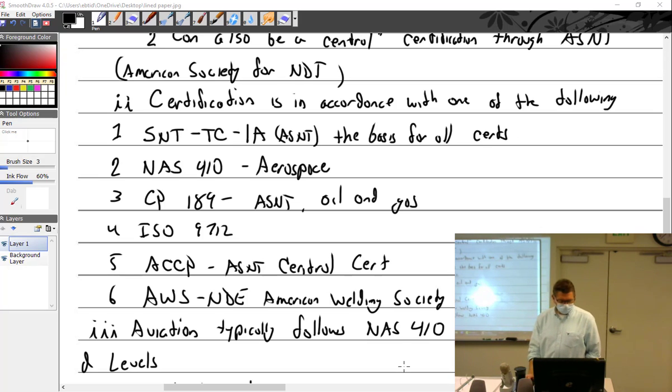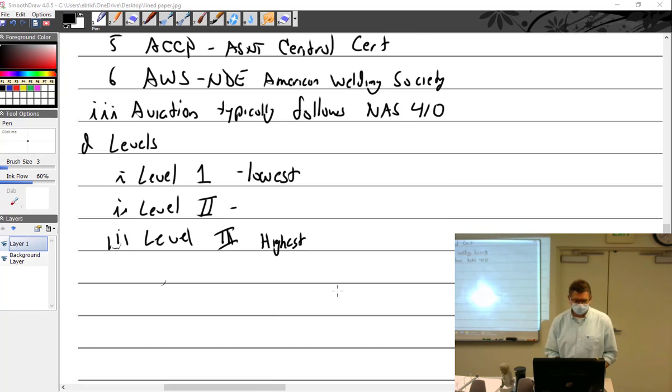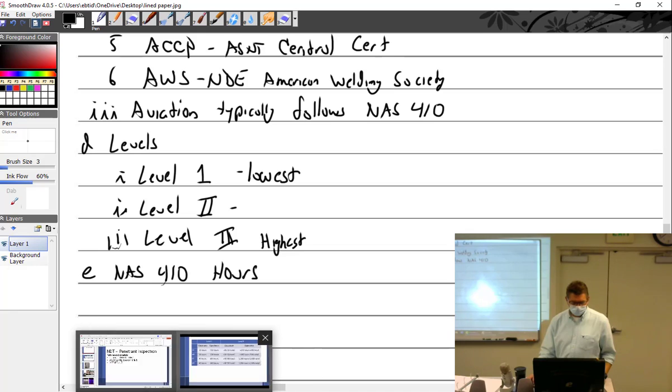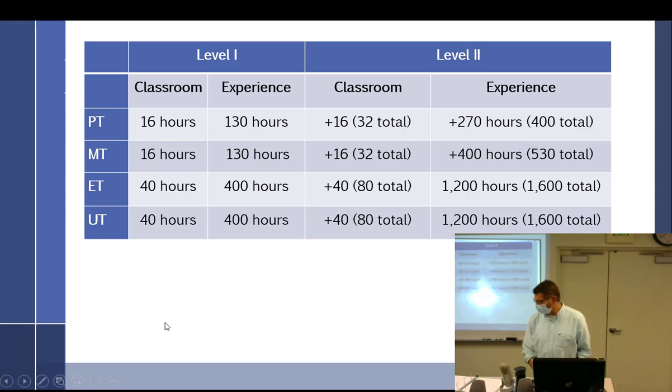So the next thing I had on my notes, well, we'll just do this. There are levels, and then we'll do NAS 410 hours, because only NAS matters to me. Rather than writing them all down, we'll just go back to my PowerPoint slide. There's your NAS 410 hours. Just for these 4 procedures, I'm not going to put them all in there, but basically it's 16 times 2 for a level 2. So you need 16 hours level 1, 16 again for 32 hours.